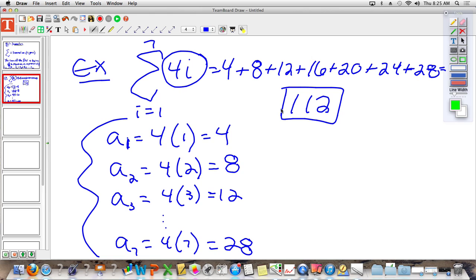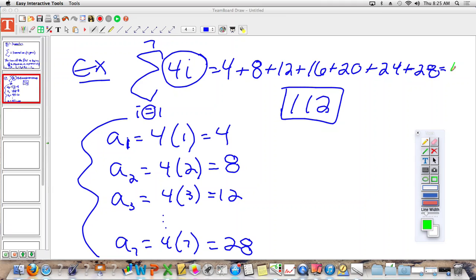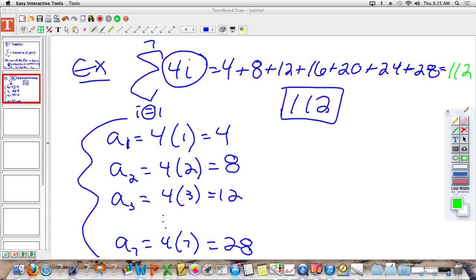So would you put the equal sign next to the sigma? The equals, what, this equal sign down here? No, for the 112. Oh, yeah. Would you put that next to the sigma? You would. Put it right here.